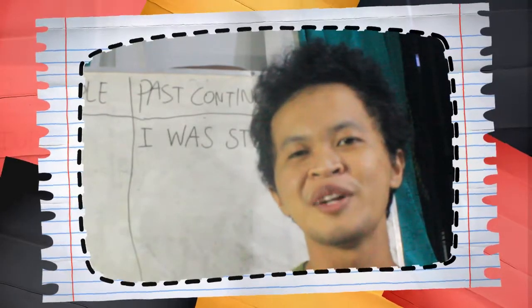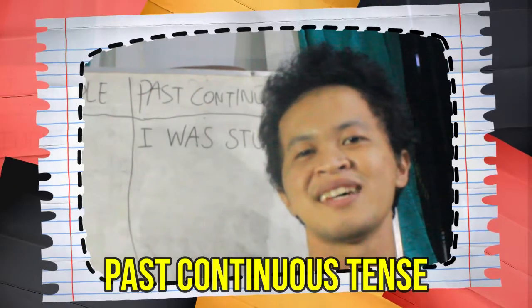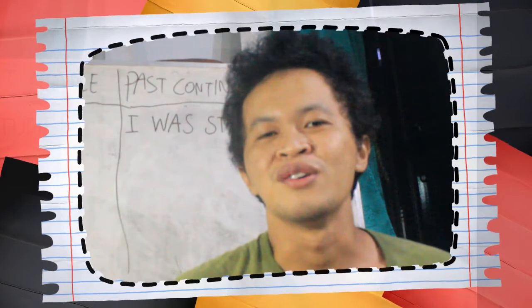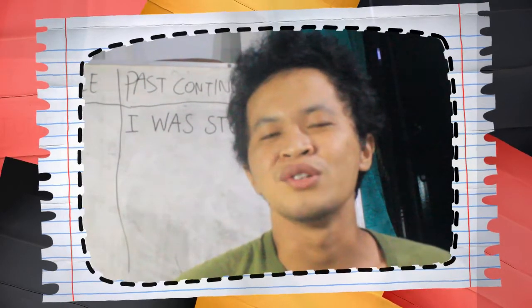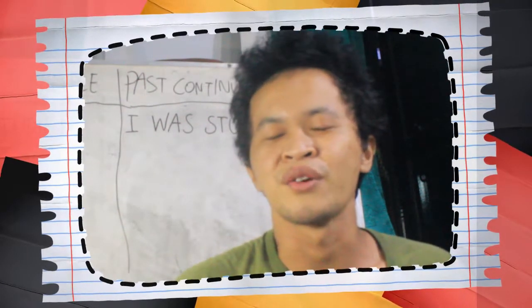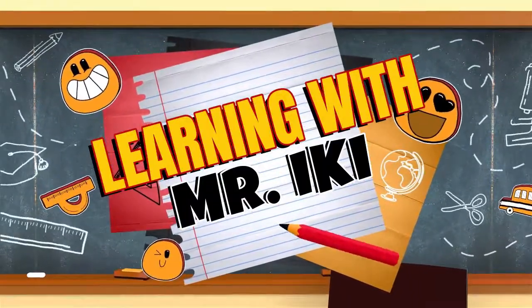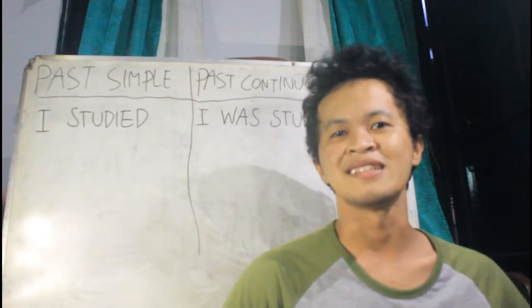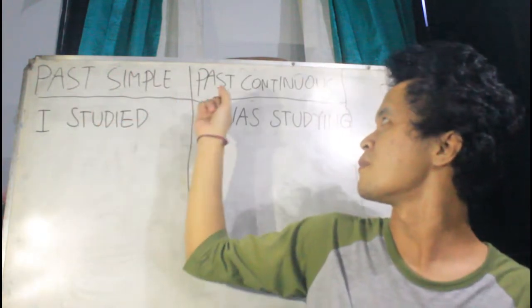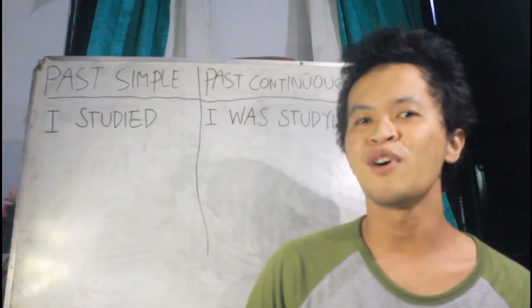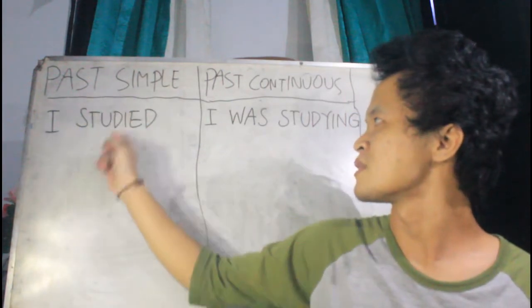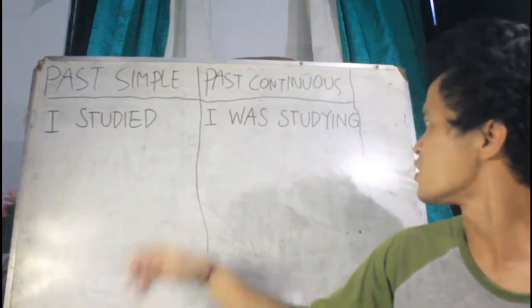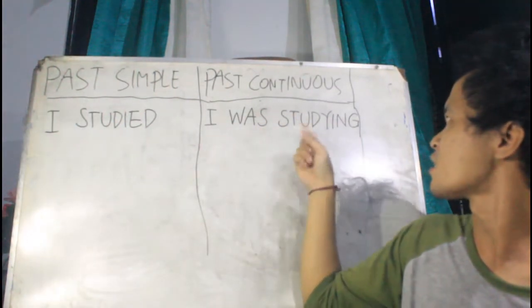In this video, we will learn about past continuous tense. Past continuous tense is quite common in English, so in this episode we'll learn how to use it and when we are not going to use it. When we talk about the past in English, we have two basic tenses, past simple and past continuous. The example of past simple is "I studied." How about past continuous? For the past continuous, "I was studying."